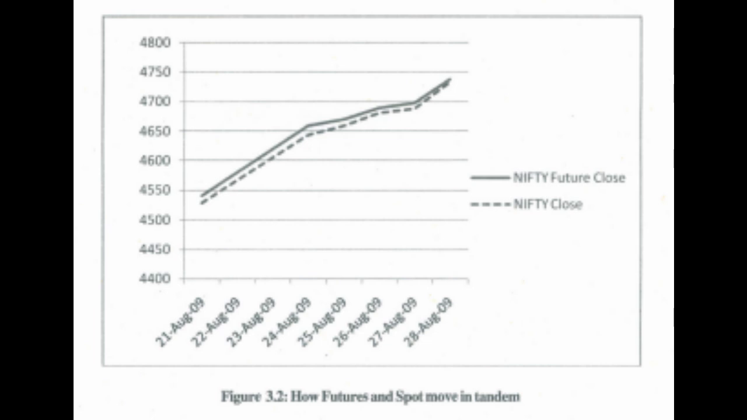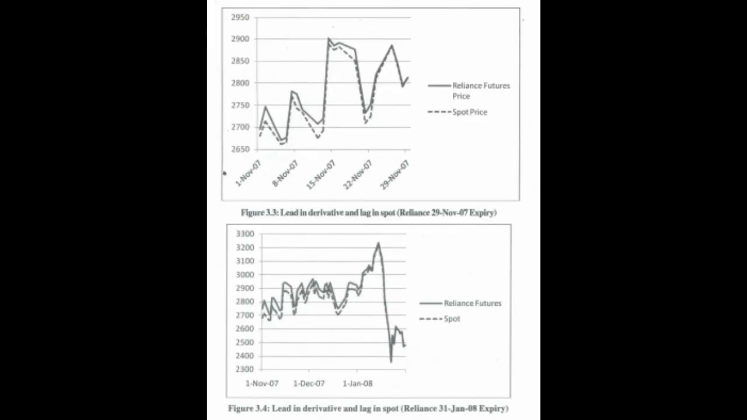Lead and lag: futures lead and spot lags. We normally see a slight lead in derivative and lag in spot during the bull market. This is because of bullishness in markets and thus an increase in open interest. Figure 3.3: lead in derivative and lag in spot, Reliance, the 29th of November 07 expiry. Look at the screen. Figure 3.4: lead in derivative and lag in spot, Reliance, the 31st of January 08 expiry.